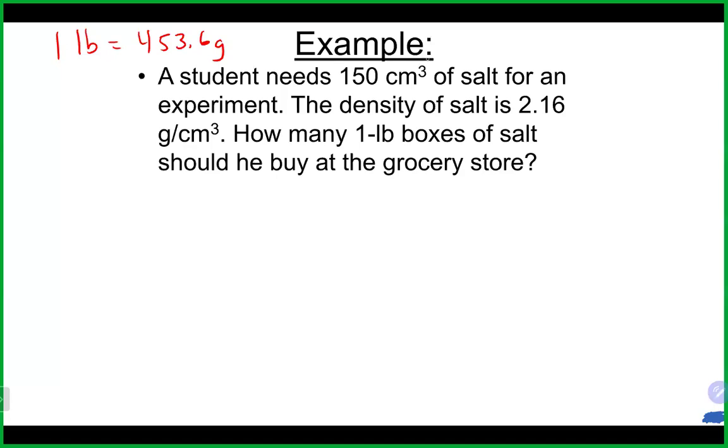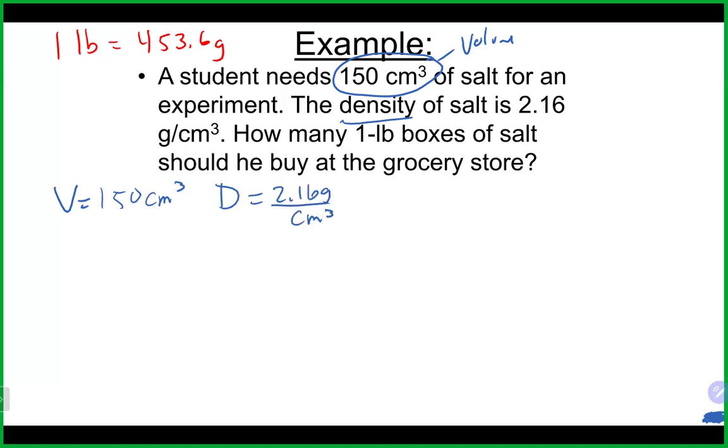Again, we'll pull out the information. I see 150 cubic centimeters. That is a volume, right? So I have a volume of 150 cubic centimeters. I obviously have a density given to me here of 2.16 grams per cubic centimeter. And I want to know how many 1-pound boxes I need.